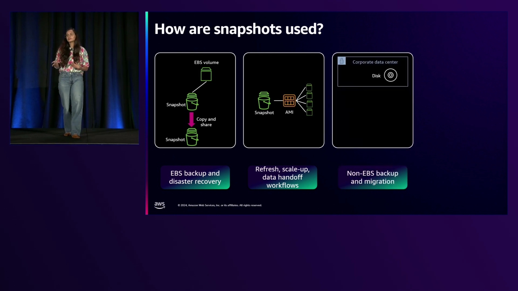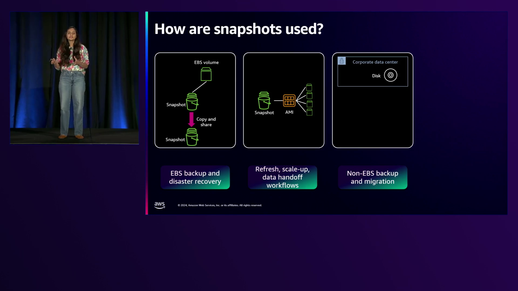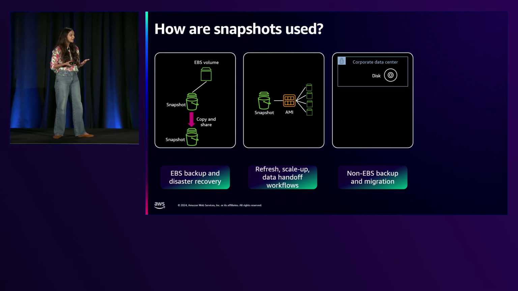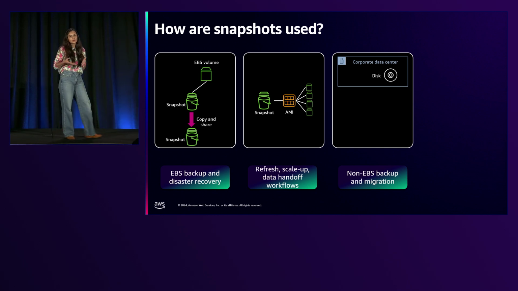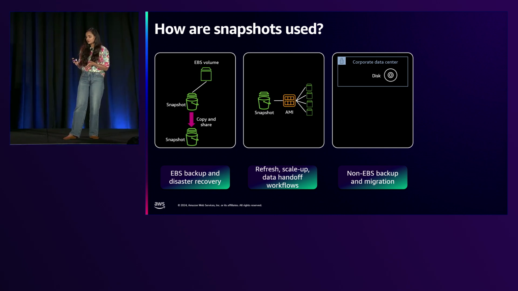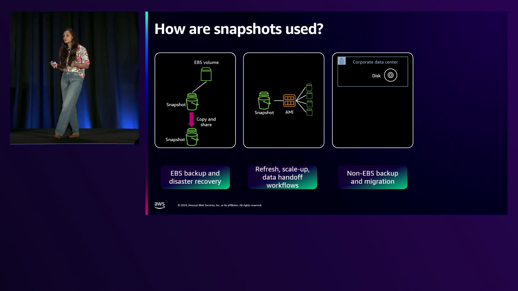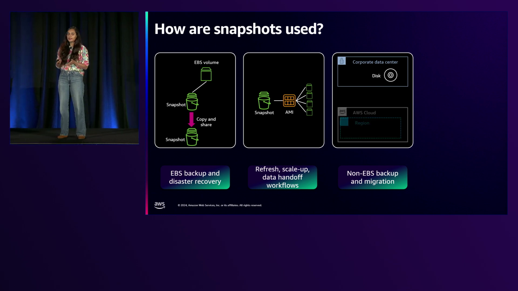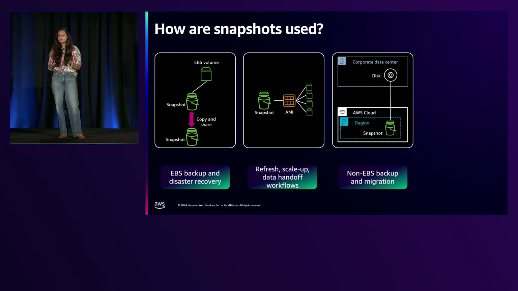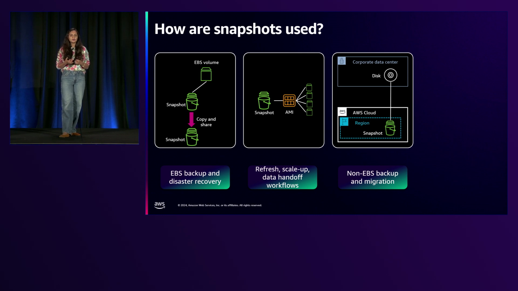The third use case, which is sort of a non-EBS use case, is that snapshots can also be used to just back up the data in your data centers and then restore that to the cloud. That is something a lot of customers use snapshots for. And lastly, a lot of third-party solutions have been built on top of EBS snapshots. These are automation and orchestration solutions that help customers meet their recovery point objectives as well as recovery time objectives.